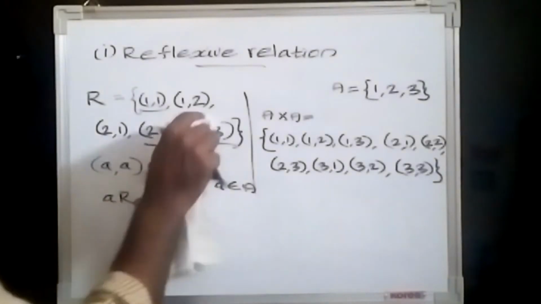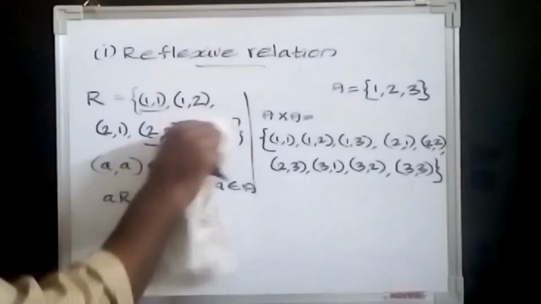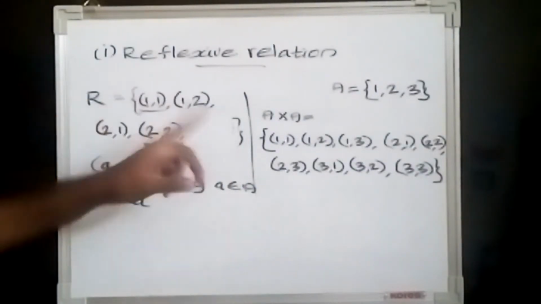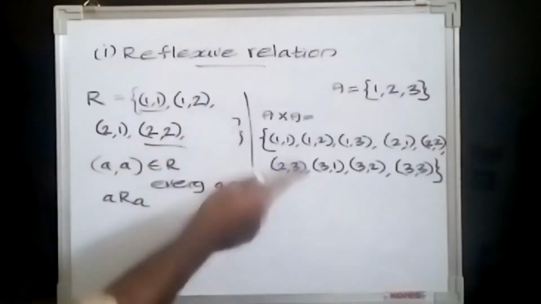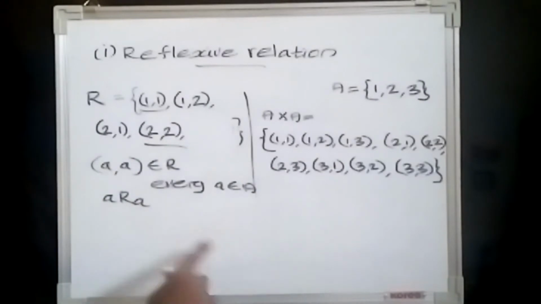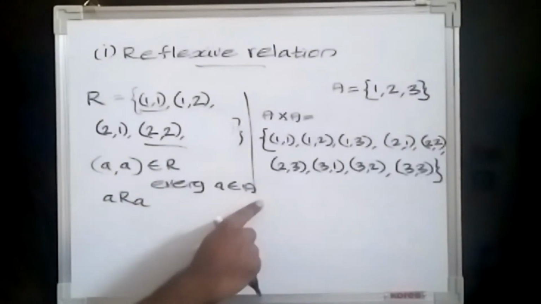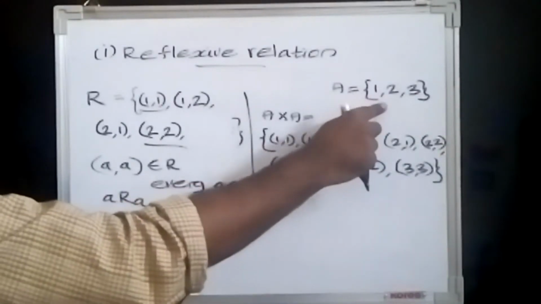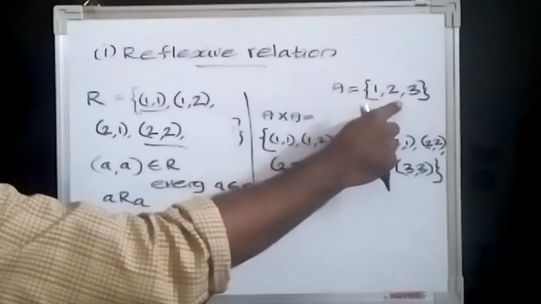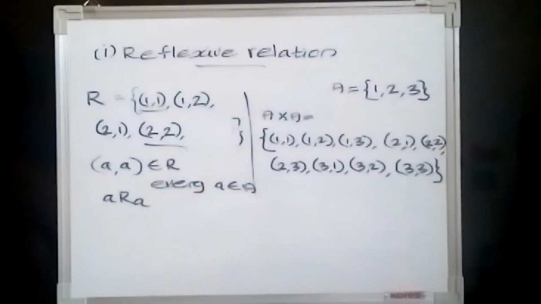Can you say now whether it is a reflexive relation? Take (1, 1), (1, 2), (2, 1), (2, 2). Can you say whether it is a reflexive relation? Clearly, it is not a reflexive relation. It contains (1, 1) and (2, 2), but it does not contain (3, 3). We have defined that for every a belonging to A, A has 3 elements, 1, 2, and 3. Therefore, 1 should be related to 1, 2 should be related to 2, and 3 should be related to 3.